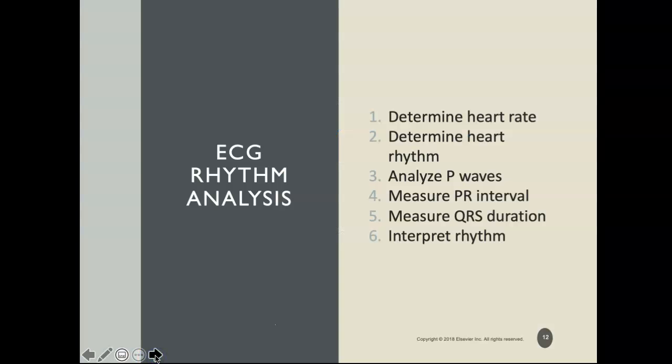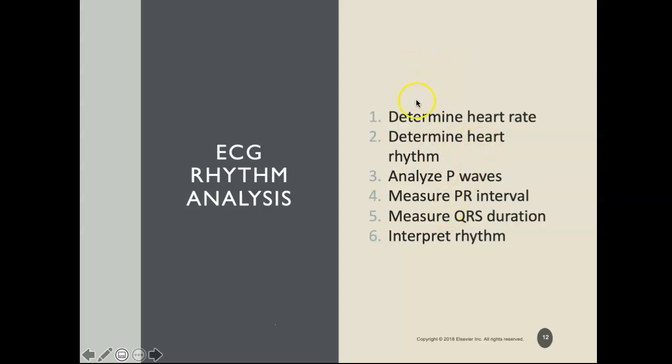So for our analysis, we're going to determine the rate, and I talked about that briefly. We're going to determine the rhythm, and basically that's just, is it regular or is it not regular. Most people, with a healthy, normal heart rate, should be fairly regular. They're going to speed up and slow down with some activity and some deep breaths, but for the most part, they should be fairly regular.